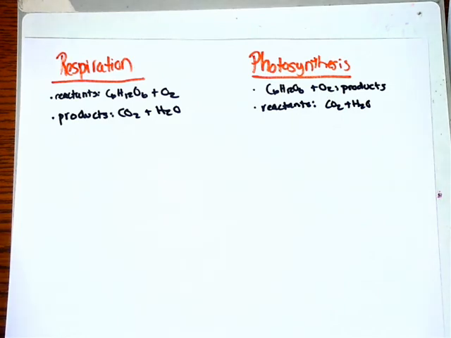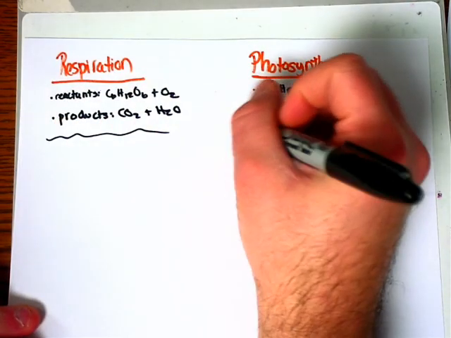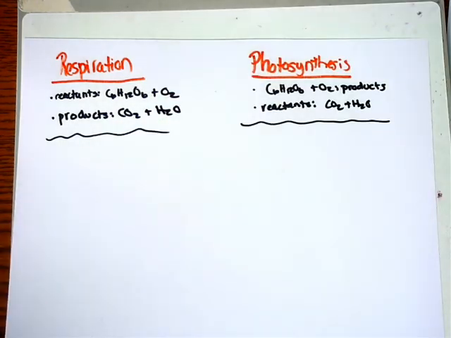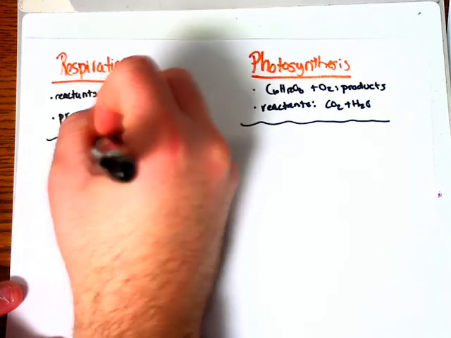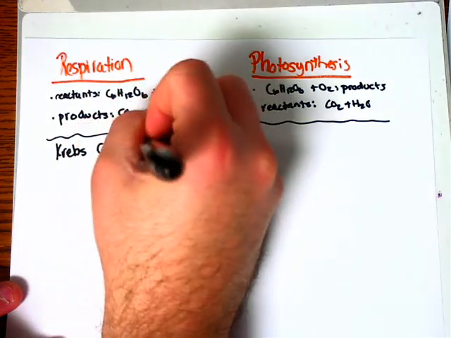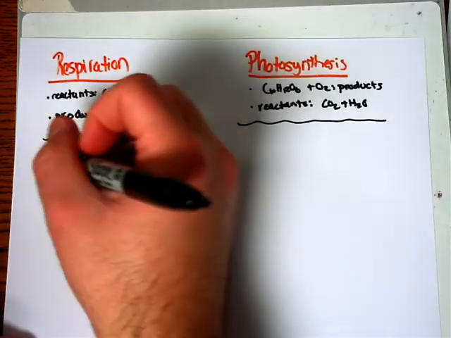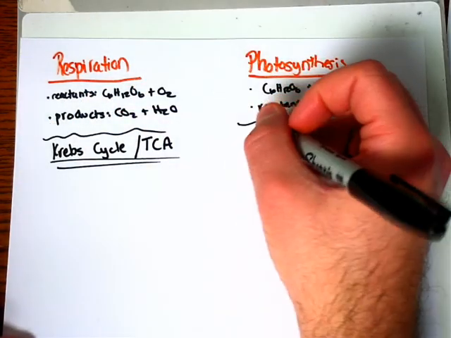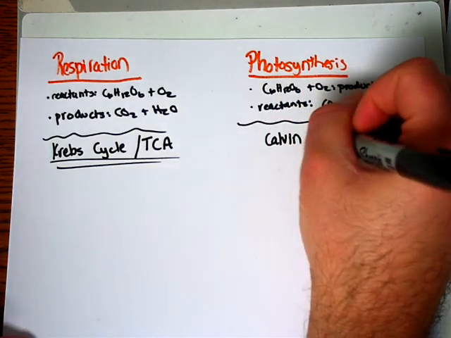I think we want to remember some little points that I always like to make that are close between the two, something that connects them together. In respiration, there's a point in time where you're doing the Krebs cycle, also known as the citric acid cycle, the tricarboxylic acid cycle, TCA. And then in photosynthesis, there's a reaction series called the Calvin cycle.